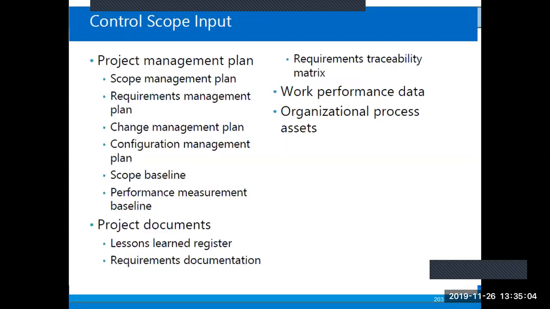Okay, now at the input level of that process, you can see the scope management plan, requirements management plan, change management plan, configuration management plan, scope baseline, and performance measurement baseline. Of course, project documents like the lessons learned register, requirements documentation, and traceability metrics all come in. And then work performance data is also an input into that process.